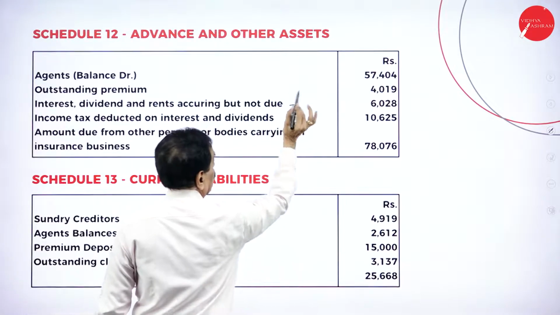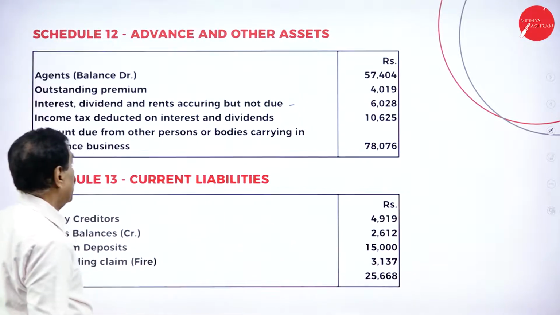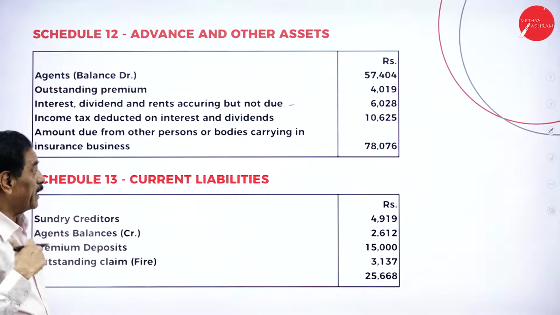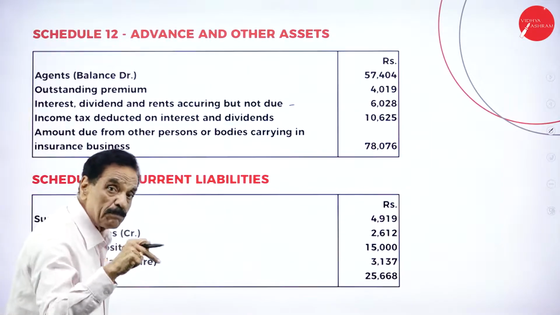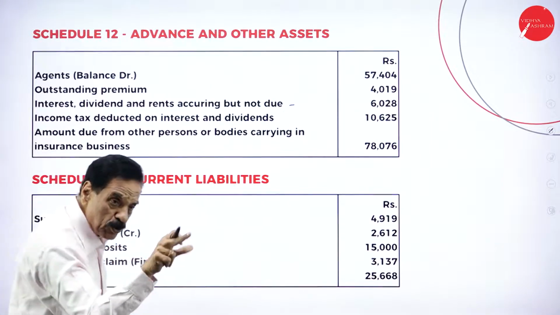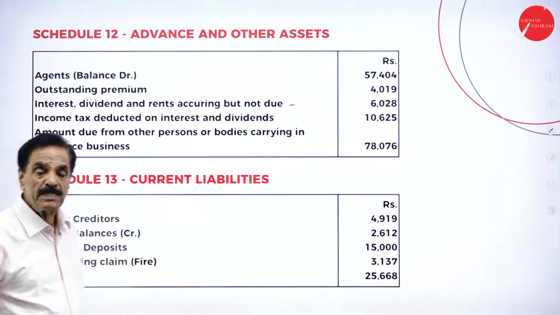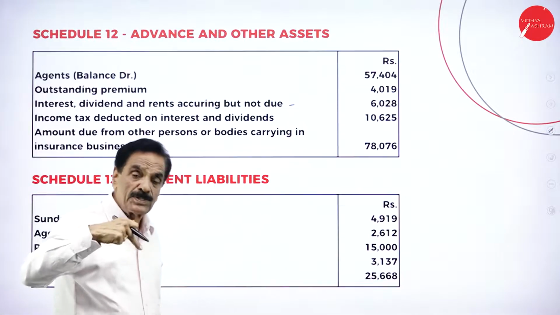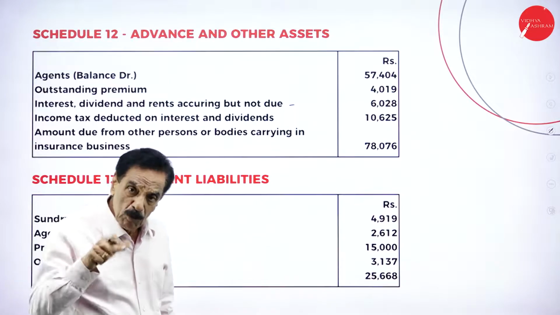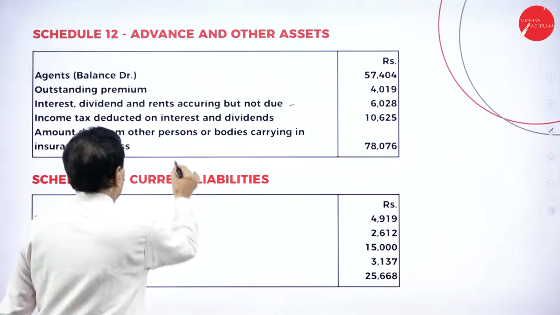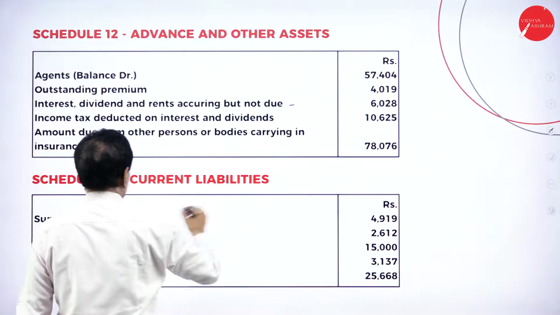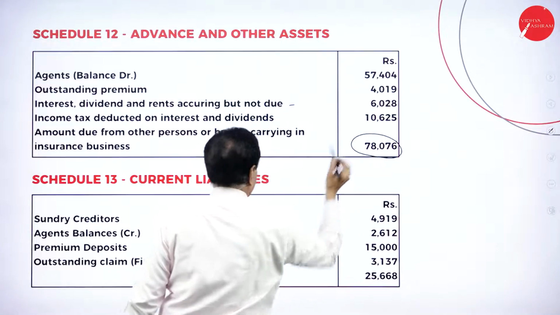Interest and dividend but not due. Income tax deducted, interest and dividend as per the trial balance. Amount due from other person is an asset. Amount due to other person is a liability. How is it? Amount due from other person is an asset, current asset. Amount due to other person is a liability. So total amount is 78,076.